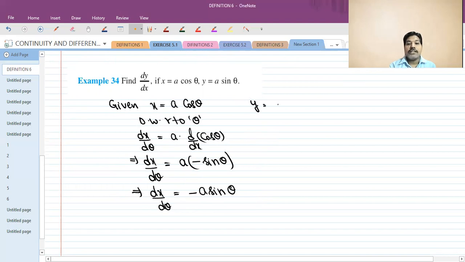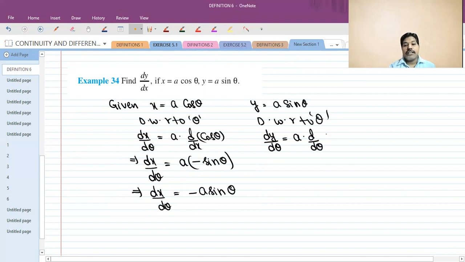What is the y value, students? y is equal to a into sin theta. What we will do is differentiate with respect to theta. So what happens, students? Differentiating with respect to theta, dy by d theta is equal to a into the derivative of sin theta.